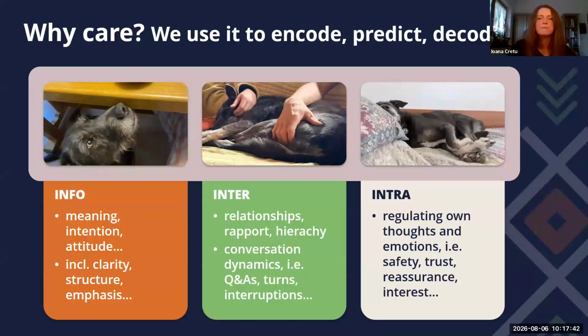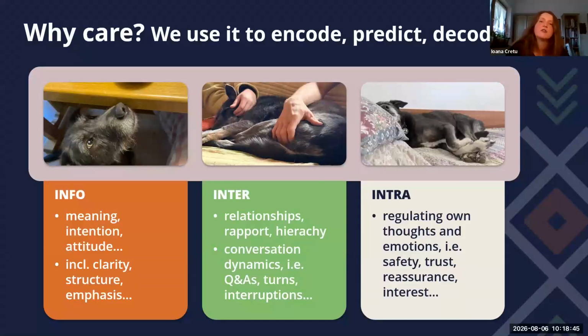Now, why should we care? So we use prosody, all those features, to encode, decode, but also to predict. And I put that in the middle. I'll show you in a minute why. I've grouped these roughly just for simplicity. Info, as in we encode information, we decode information, we predict information, what people mean to say, including clarity and structure. The intention, which is also information, the attitude, also information. What's important? We get that from intonation. There's a lot of interpersonal stuff going on with building a relationship or destroying it, building rapport, establishing hierarchy, and all the conversation dynamics, the taking turns. Am I asking a question or am I making a statement? All of that is very much encoded in prosody.